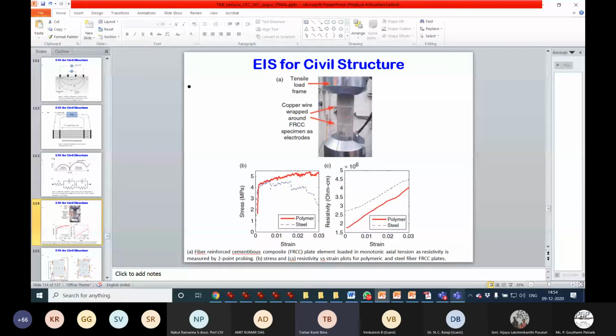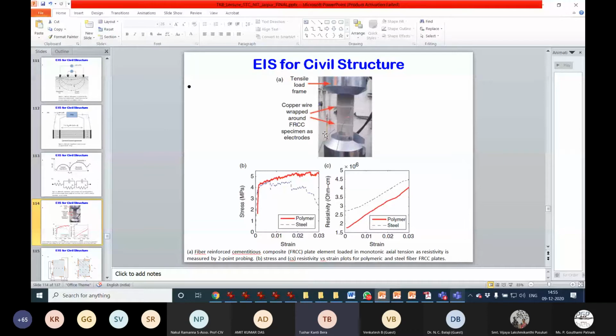So this study was also conducted by the impedance spectroscopy method. They are measuring continuously by the 2 probe method. We can see the wires are connected, and they are telling that the resistivity is increasing with the strain.